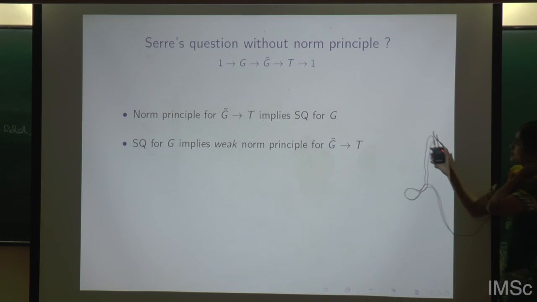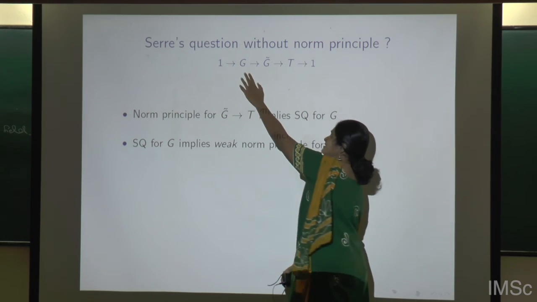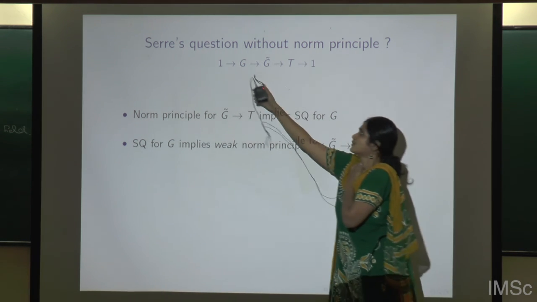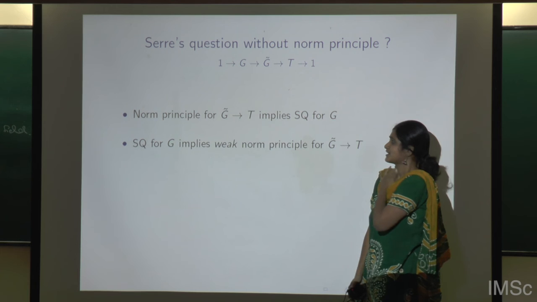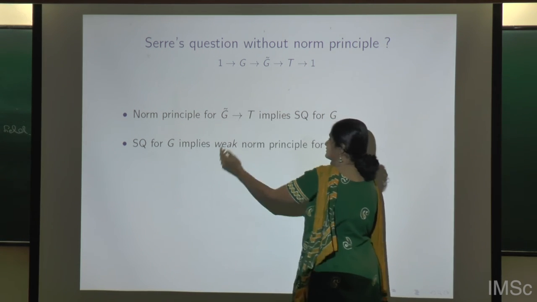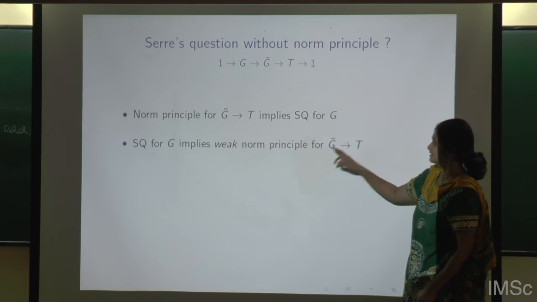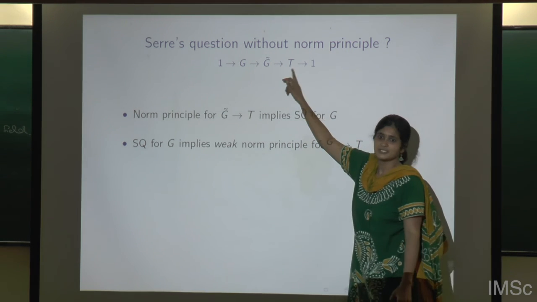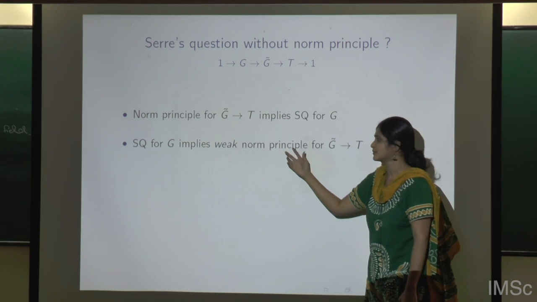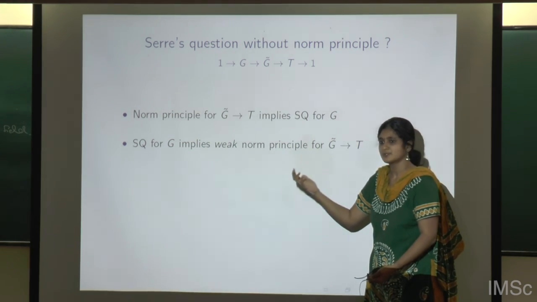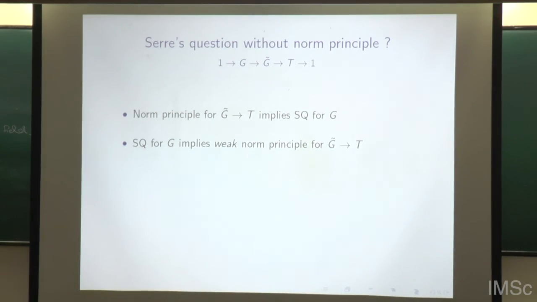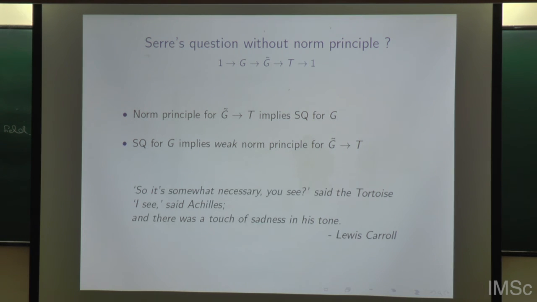I just want to point out that you have this exact sequence, right? I wanted the answer for G, and I said if the norm principle holds for G tilde to T, then it holds for G. But it's a diagram chase, right? So you can go back, and it turns out that Serre's question for G will imply not the whole norm principle, but what is called a weak norm principle for G tilde to T. But it's very hard to get hands on this weak norm principle. So either you end up proving the strong norm principle or you don't have anything at all. So this seems a very hard question to tackle, just the weak norm principle. But anyway, it seems like it's somewhat necessary.